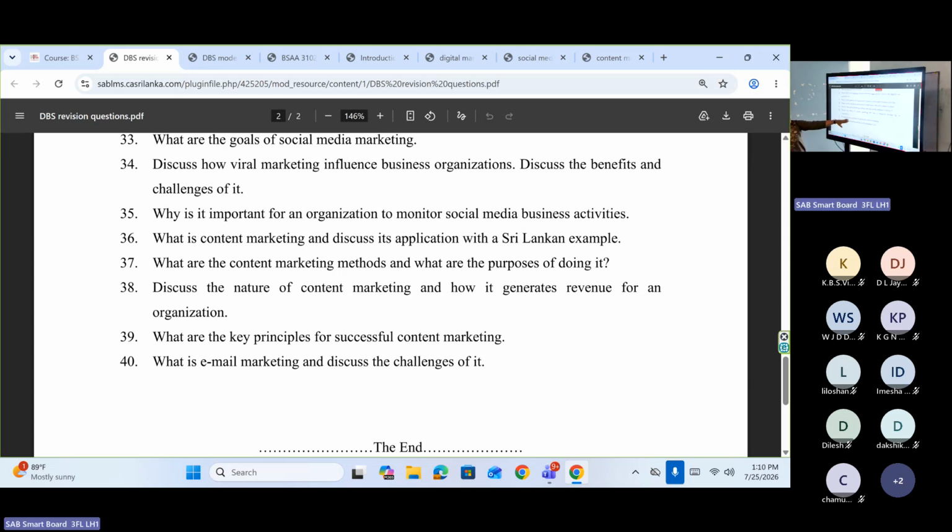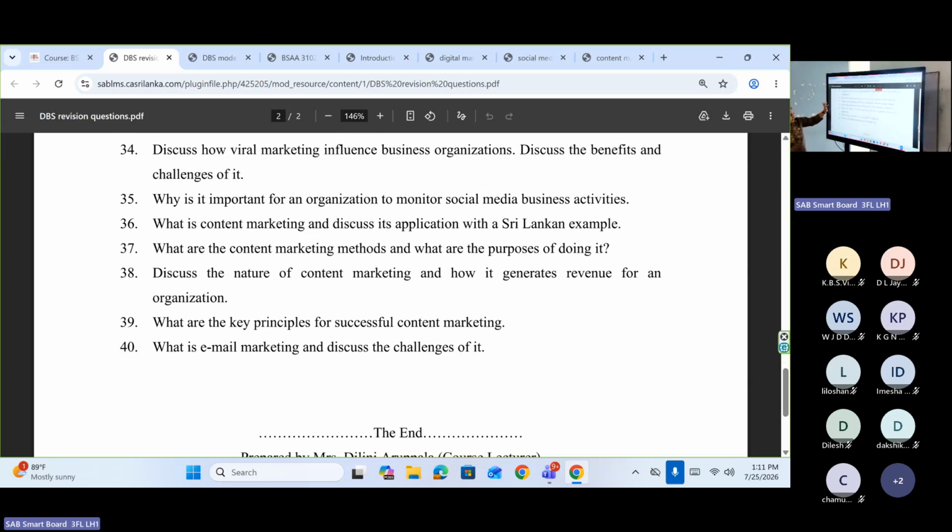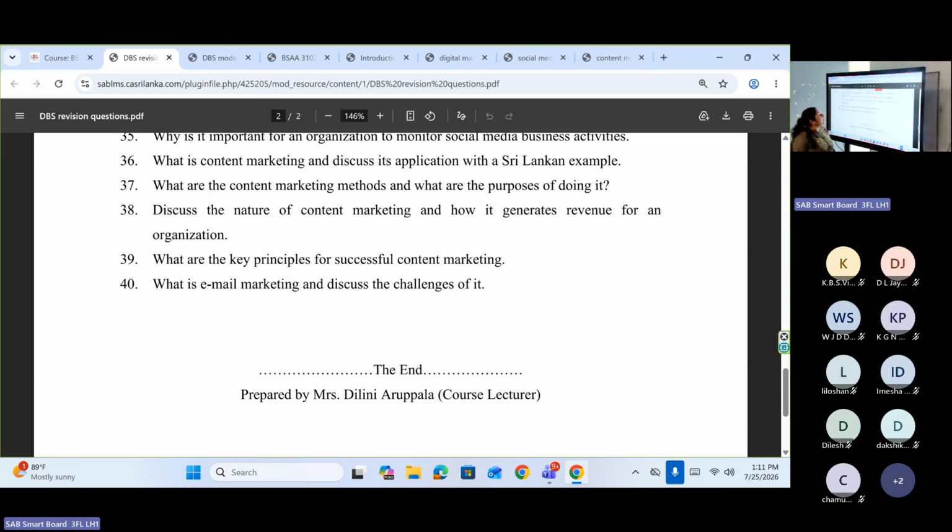Discuss the nature of content marketing and how it generates revenue for an organization. So the nature is that we try to develop the brand name and also the image of the product within consumers' minds, so that the organizations try to enhance the trust and bring them into the business. And when they use the product and realize that it is exactly what the organization promoted, they become loyal customers. And the other one is key principles of content marketing, email marketing, and the challenges.